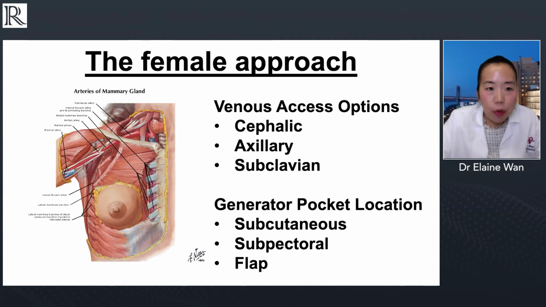And here's an example from anatomy, which I'm sure we all remember from Anatomy 101. It shows the breast as well as the adjacent vascular structures. Your venous access options, as we all know, may include the cephalic, axillary, subclavian access. That access may affect where we ultimately put the generator, as well as what access we actually choose for our female patient. And later on, we'll talk about the generator pocket locations, whether subcutaneous or subpectoral, whether or not a flap may be needed. And sometimes we may call our colleagues from plastic surgery to assist us with that.